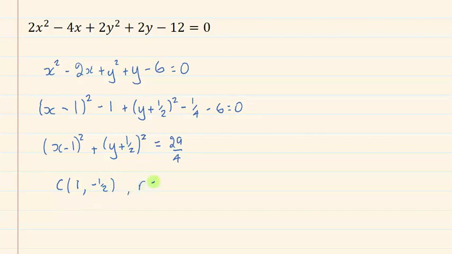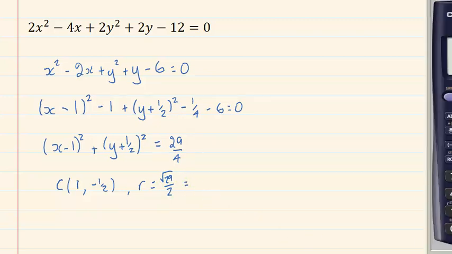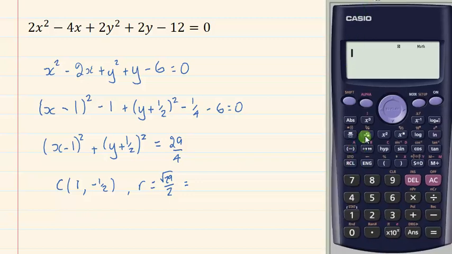And the radius is the square root of this. So that's square root of 29 over 2, which if I want to give as a decimal, then the square root of 29 over 4 is root 29 over 2, or as a decimal, 2.69 to 2 decimal places.